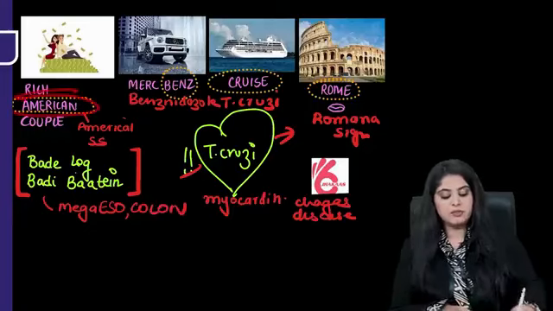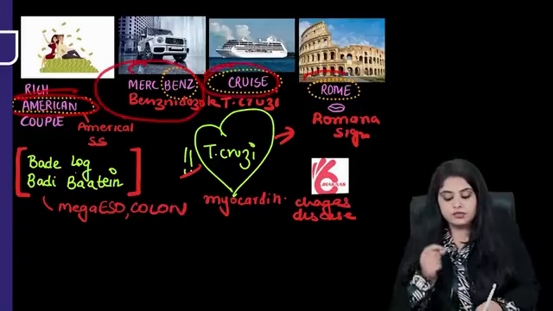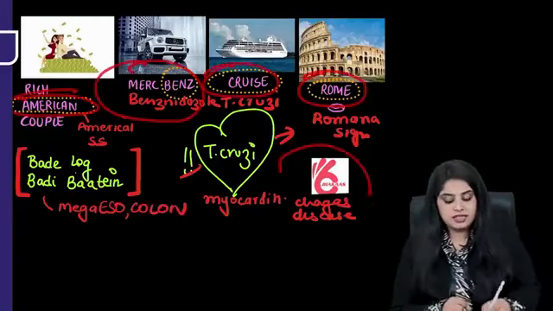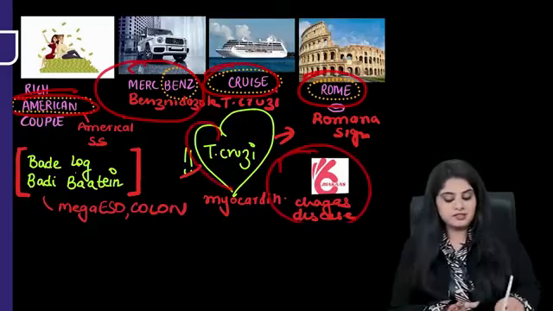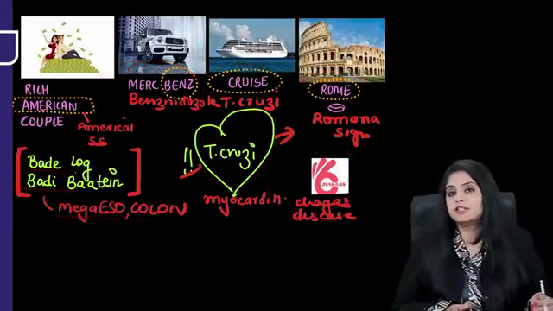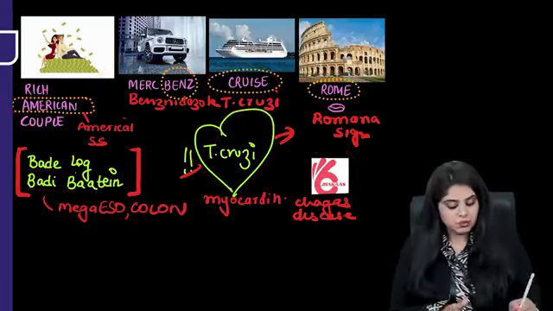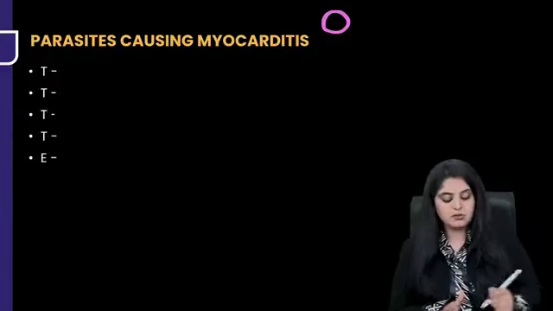A rich American couple traveling by Mercedes-Benz, benznidazole, going on a cruise, cruzi disease, going to Rome, Romana sign, leading the jhakas life, Chagas disease. They are on a honeymoon, so myocarditis, bade log, badi baatein, mega esophagus and colon. That's the beautiful story. But now I want to ask you, what are all the parasites that cause myocarditis?